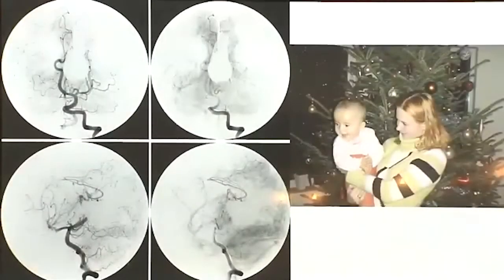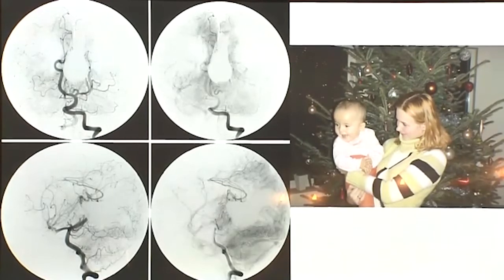So I think the understanding of vein of Galen needs reconsideration. But we don't understand all about this pathology. And I am sure that vein of Galen malformation is a deep dural fistula. Thank you.